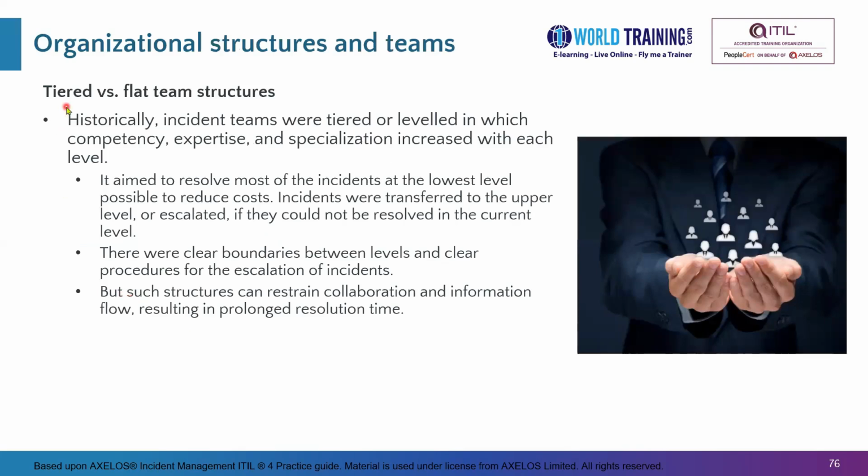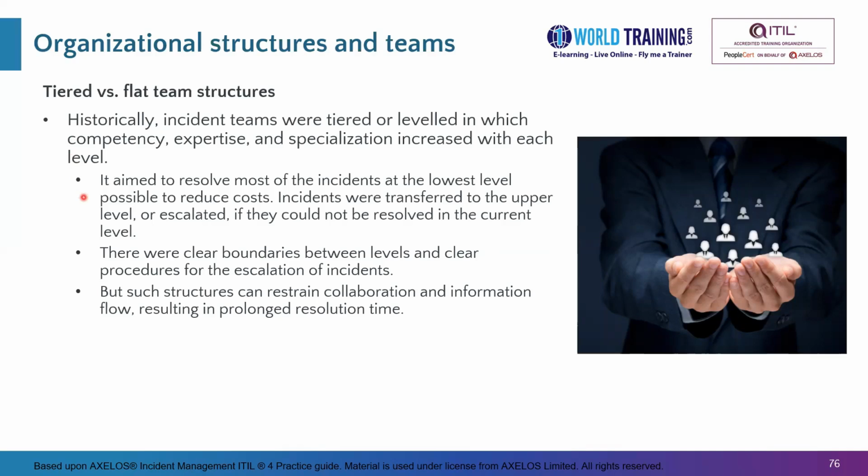We have historically the tiered structures versus the more modern flat team structures. So by tiered structures, we mean we have such as level 1, level 2, level 3, and so on. The level 1 picks up the incident, then escalates to 2, and then to 3, and so on, to developers, etc., and designers when needed. And these different levels differed in their competencies, expertise, and specialization. The higher the level of the team, the support tier or level, the more they would be competent and expert in their area.